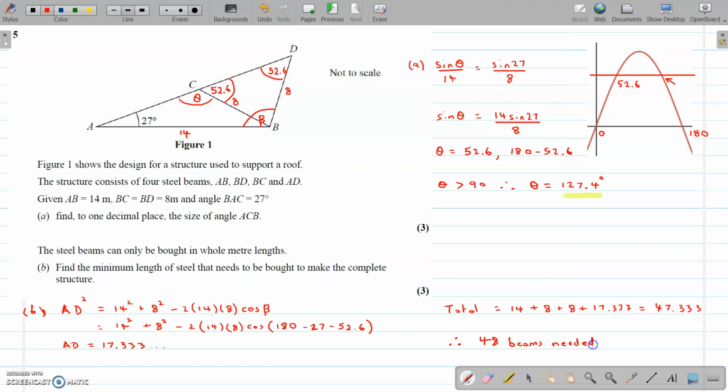Okay, so it's using sine and cosine rule, but just taking into account this extra complication with the obtuse and acute angle situation we discussed earlier.